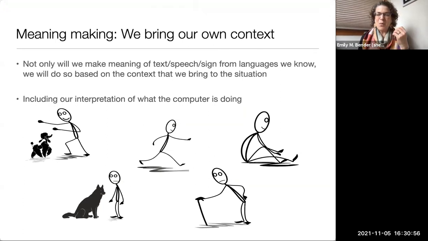All right. When we do this meaning making, another important point is that we bring our own context. So not only will we make meaning out of text or speech or sign from languages we know, we will do so based on the context that we bring to that situation. If you think about these different contexts, we have the person with the little dog and the person with the big dog and the person who's gleefully dog free and the person who's maybe very concerned about what signs are telling them to worry about, and then the linguist here, right? Our context is going to inform how we interpret things. And part of that context is our interpretation of what the computer is doing. And that's an important part of it.